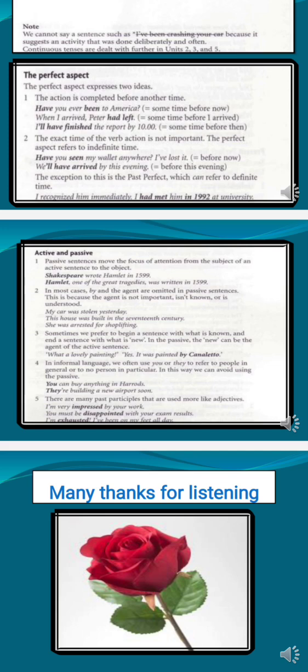5. There are many past participles that are used more like adjectives. For example, "I'm very impressed by your work." "You must be disappointed with your exam results." "I'm exhausted. I've been on my feet all day."